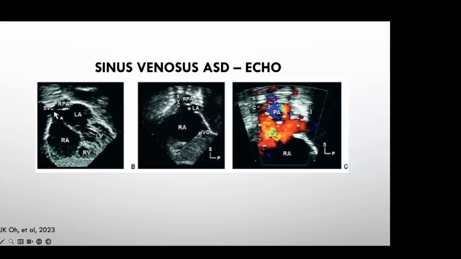In the first image, you can see that the SVC enters into the right atrium, but it's also in very close proximity to the left atrium, leaving this hole in between the right and left atrium. The second image shows similar anatomy, but it also demonstrates the position of the IVC relative to the SVC. So this would be an example of a superior vena cava sinus venosus ASD, allowing shunting between the left and the right atrium. In the third picture, you see color flow, and you see a large shunt moving from the left side of the heart to the right side through that defect.